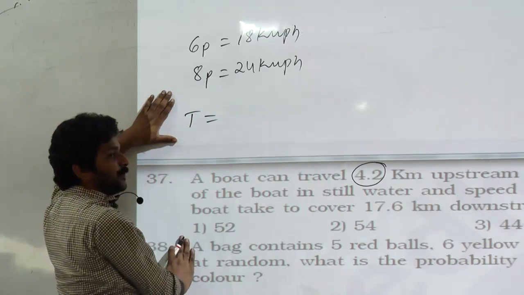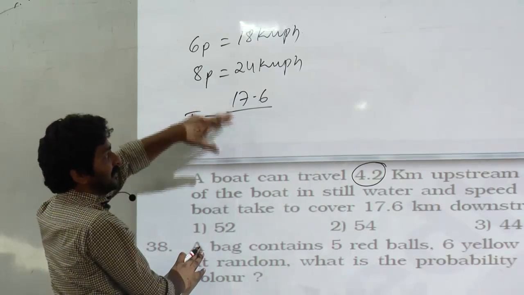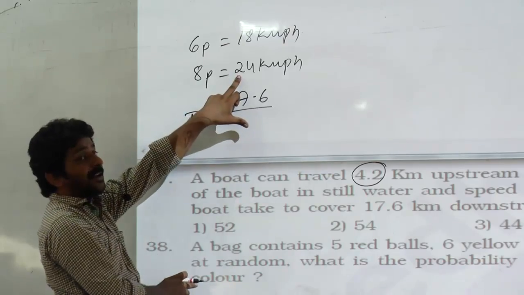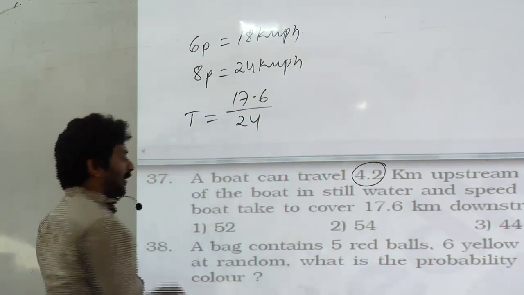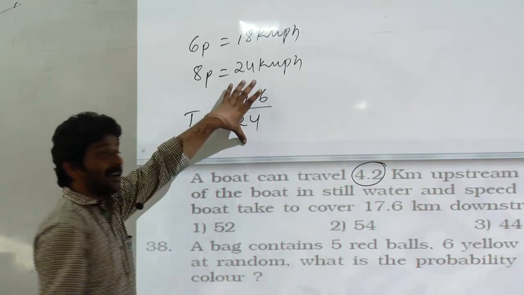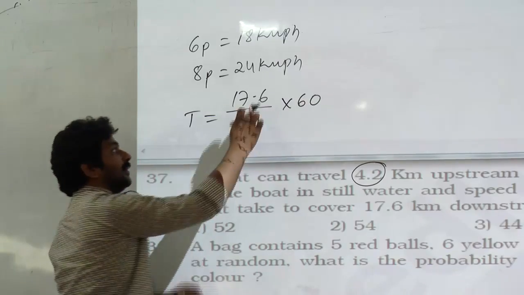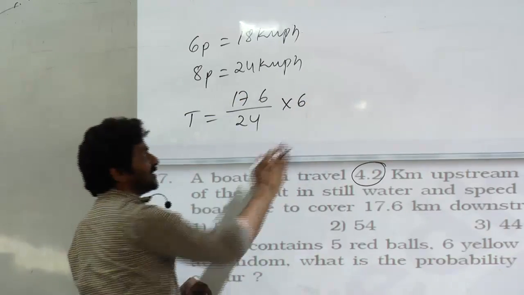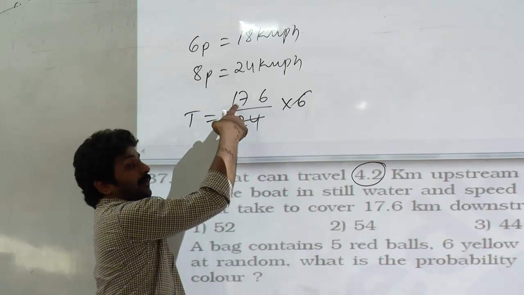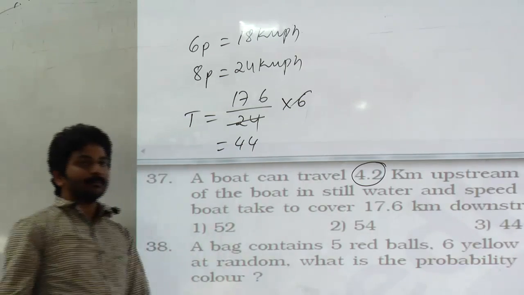Time is distance by speed. Distance is 17.6 and the time taken is, you're asked about time. Distance is 17.6 and speed is 24. But you're given options in minutes. This you'll get in hours. Let's convert it to minutes, into 60. Decimal and 0 both get cancelled. 6 how many times? 4 times. 4 times, again 4 times, which is 44.